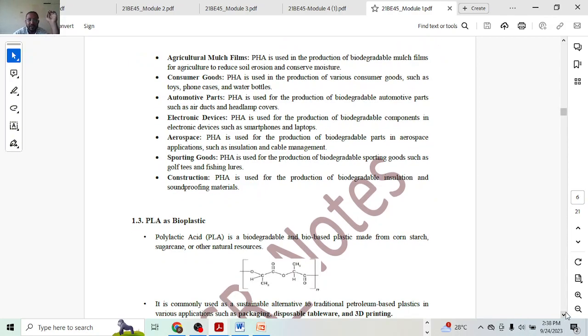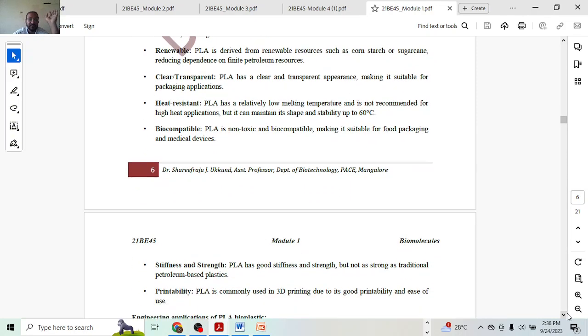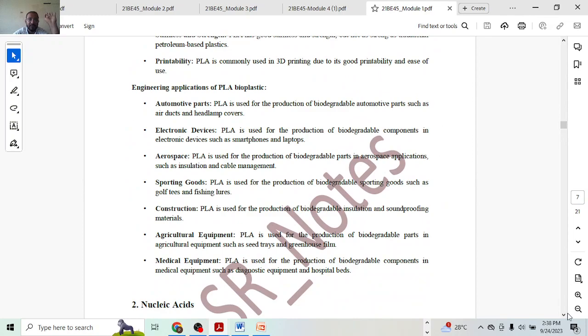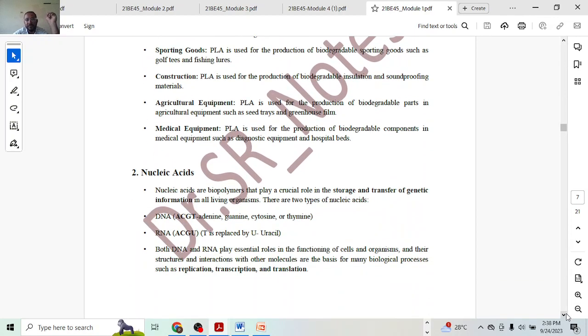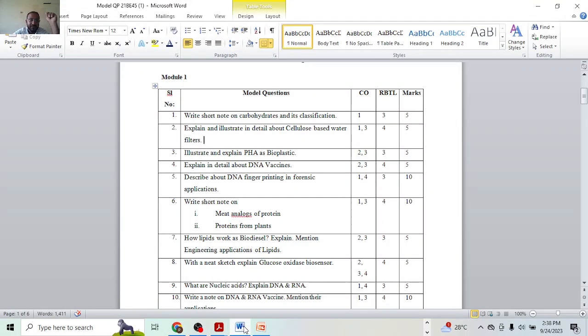Same thing goes for PLA as bioplastic. Same thing, introduction 2 marks, properties 2 marks, engineering application 1 mark, or properties 1 mark, engineering application 2 marks. Whatever you write more, that will be considered. Okay, so that was about PHA and PLA.